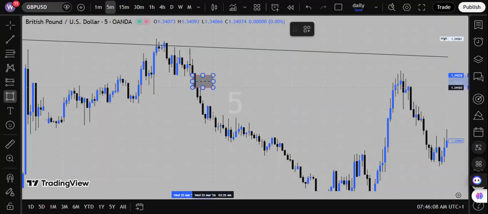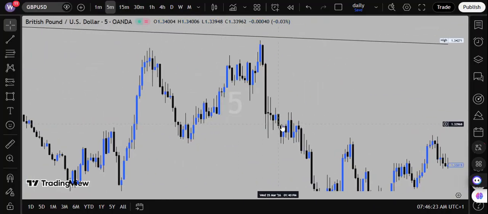So the funnest thing about trading this strategy is once you've marked out your area of confluence, which is your trend line and support and resistance, you can enjoy that trend for the rest of the week. So this is just it.